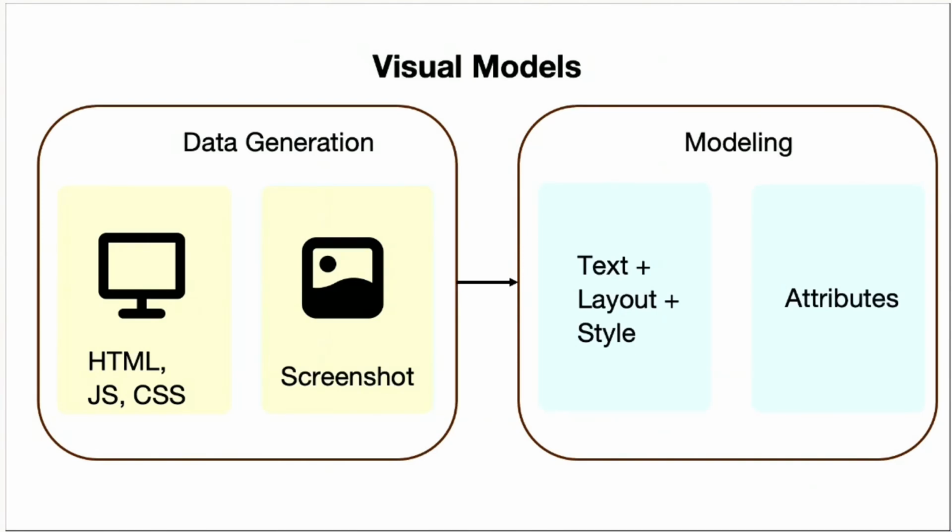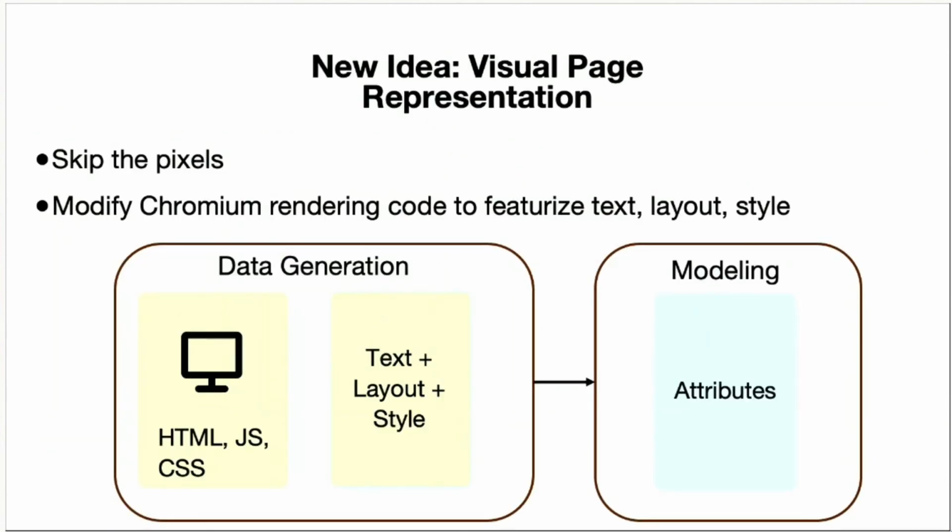So if you think a little bit about what a visual model is doing, you're grabbing the HTML, JavaScript, CSS, rendering that into a screenshot, and now you're handing it off to a model. The model's taking in pixels, applying these low-level features to essentially derive what is the text again, and where are the locations, and then it's going to learn what are the attributes based on that. So this is where our team has a more novel idea. Can we just skip the pixels, keep all the text and layout information, and hand that directly to the model?